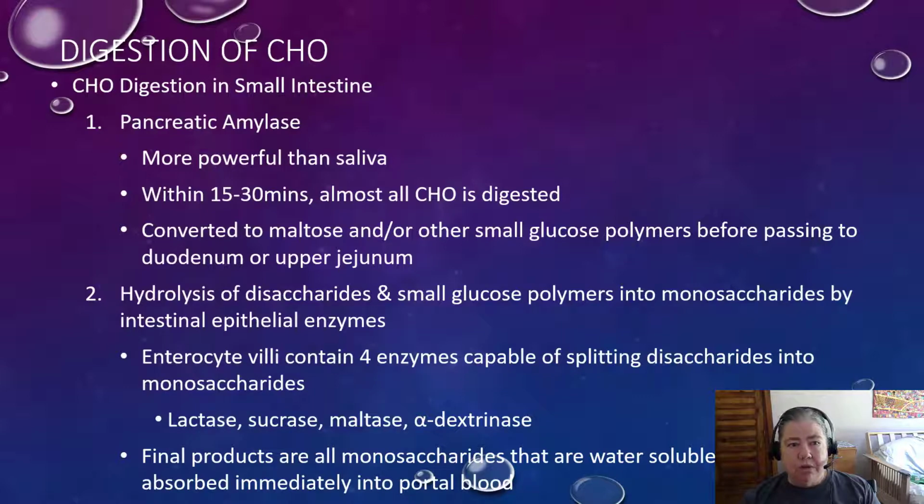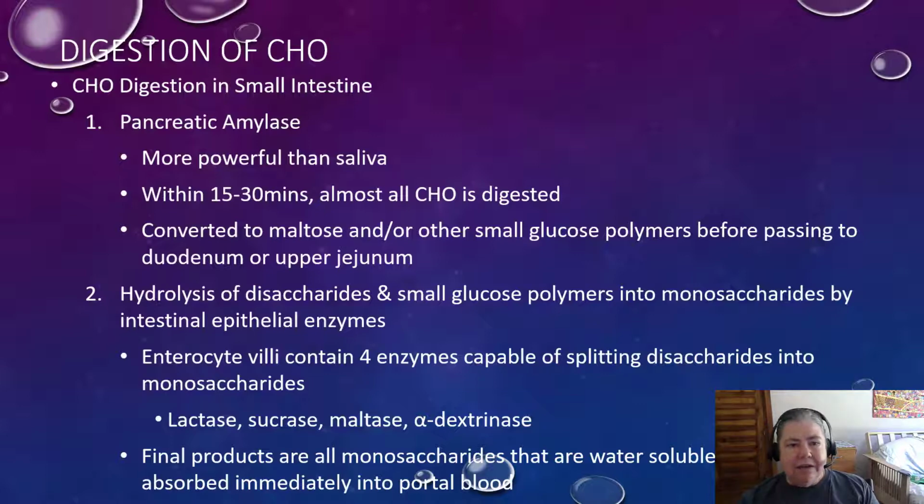So there's a good deal of pancreatic amylase, which is a much more potent amylase than salivary amylase, and therefore, once the chyme enters the small intestine, within a very short time, the remainder of the carbohydrate is digested, and it's converted to either maltose or other small glucose polymers, and passes to the duodenum.